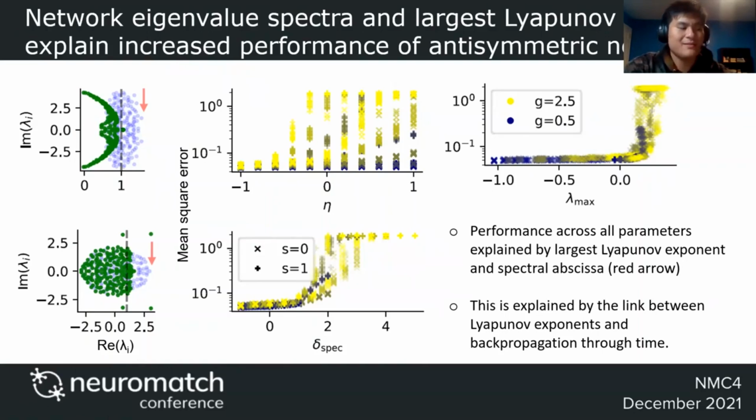This can be explained by the close relationship between Lyapunov exponents and the magnitudes of the gradients in backpropagation through time. Say if the Lyapunov exponents were too large, then gradients would explode. And this would generally be bad for learning, since large gradients means convergence on the actual minimum is unlikely.